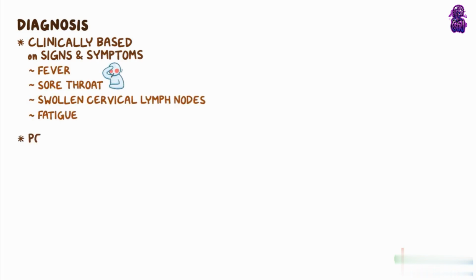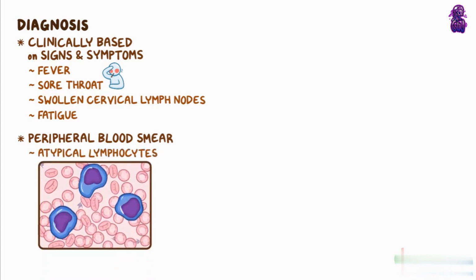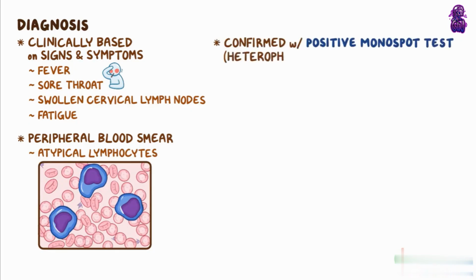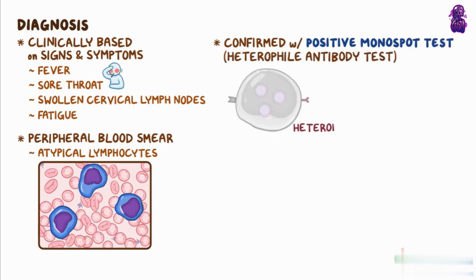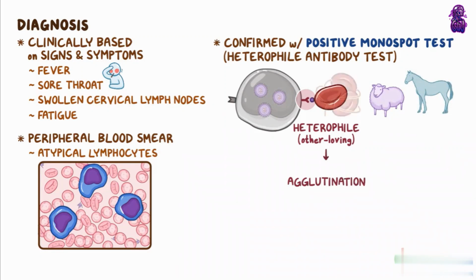Then a clinician would perform a peripheral blood smear, which would reveal the presence of atypical lymphocytes, most of which are enlarged cytotoxic CD8-positive T cells. The diagnosis is then confirmed with a positive monospot test, also called a heterophile antibody test. Heterophile antibodies are antibodies made by the infected B cells. They're called heterophile or other-loving because they bind antigens from other animal species. In this case, they bind antigens on sheep or horse red blood cells, causing agglutination or clumping of the red blood cells and a positive test result.